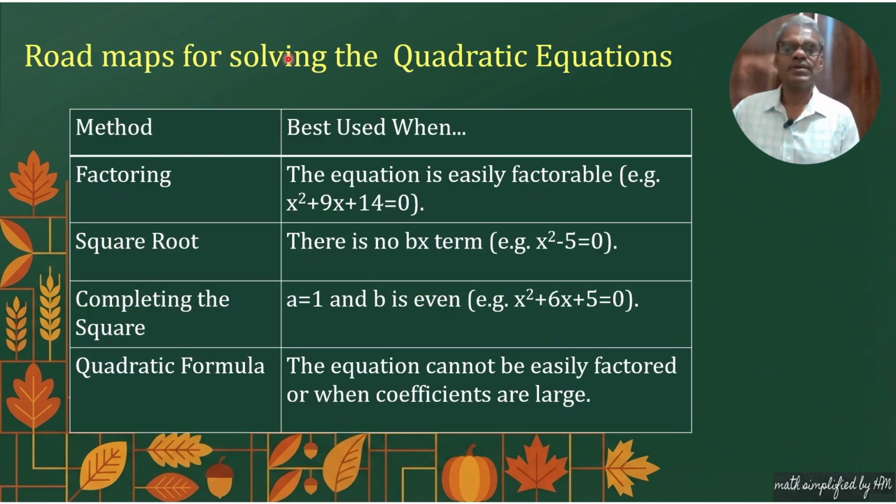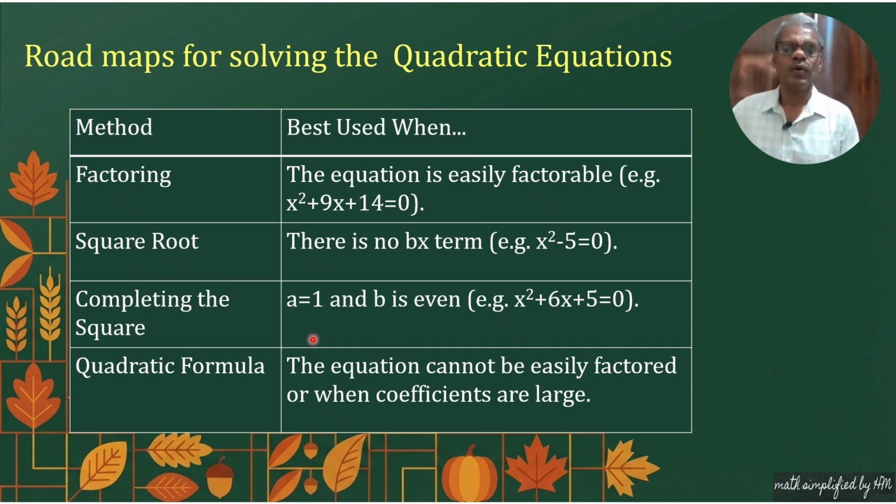We know the roadmaps for solving quadratic equations. We have seen them in the previous two videos, so we will just recap. Factoring: if the equation is easily factorable, then we use the factoring method. If there is no bx term, for example x square minus 5 is equal to 0, then it is better to use the square root method.